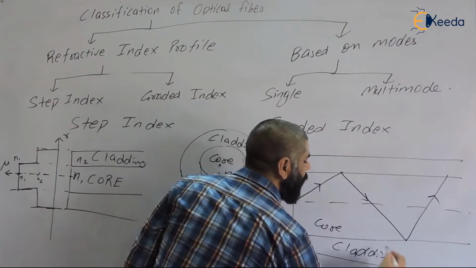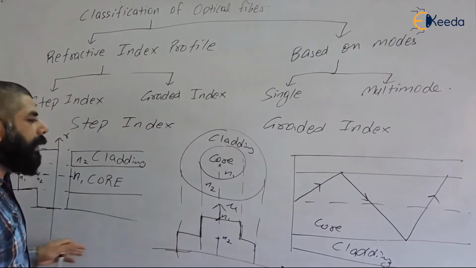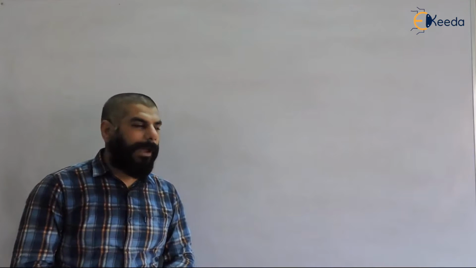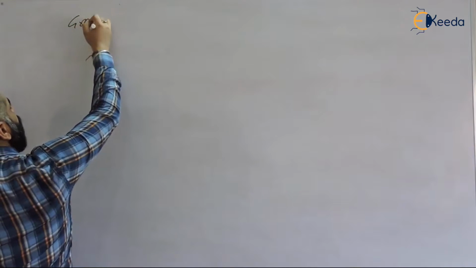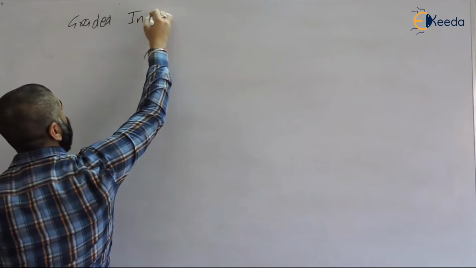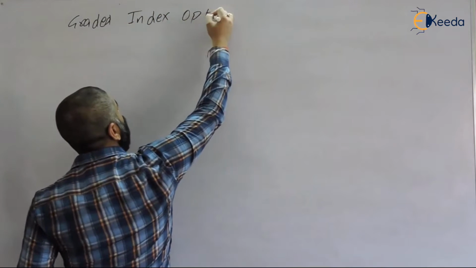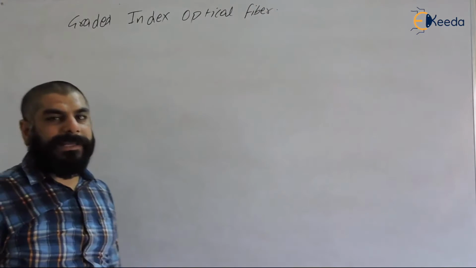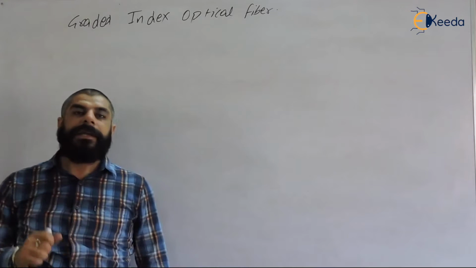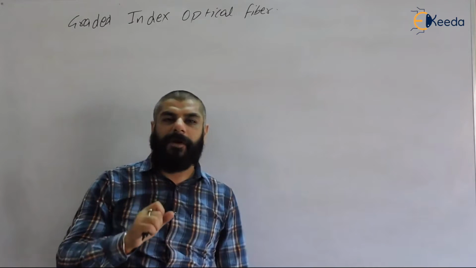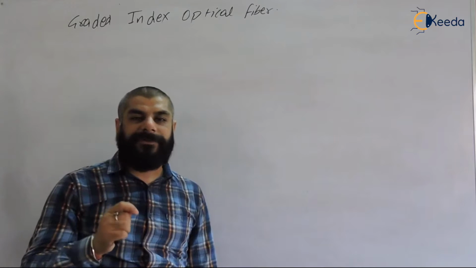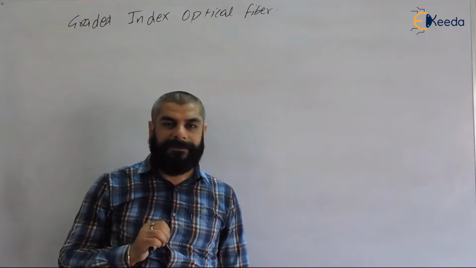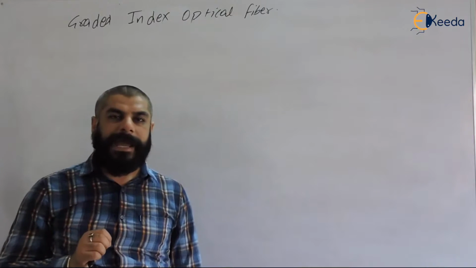Next we'll see what is graded index optical fiber and how the signal propagates through it. So in a graded index optical fiber, the refractive index of the core is not constant. It has a maximum value at the axis of the optical fiber, and the value of the refractive index decreases as we move away from the axis, or radially outward from the axis.